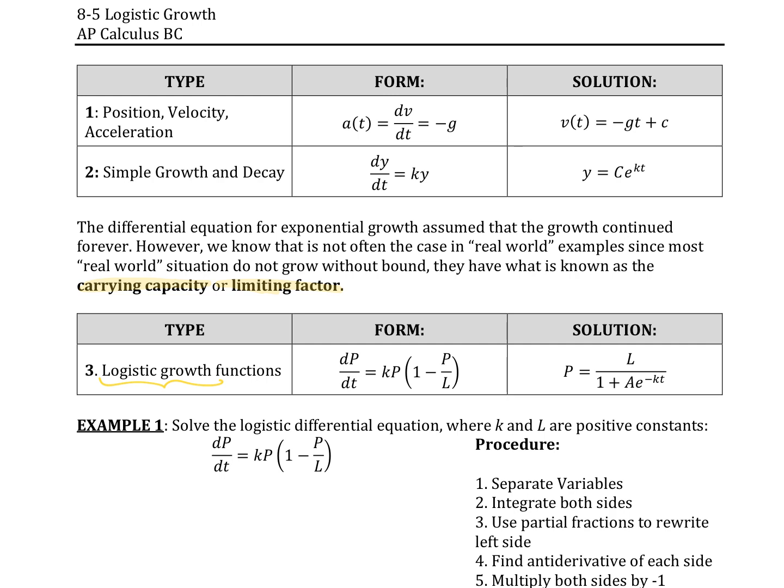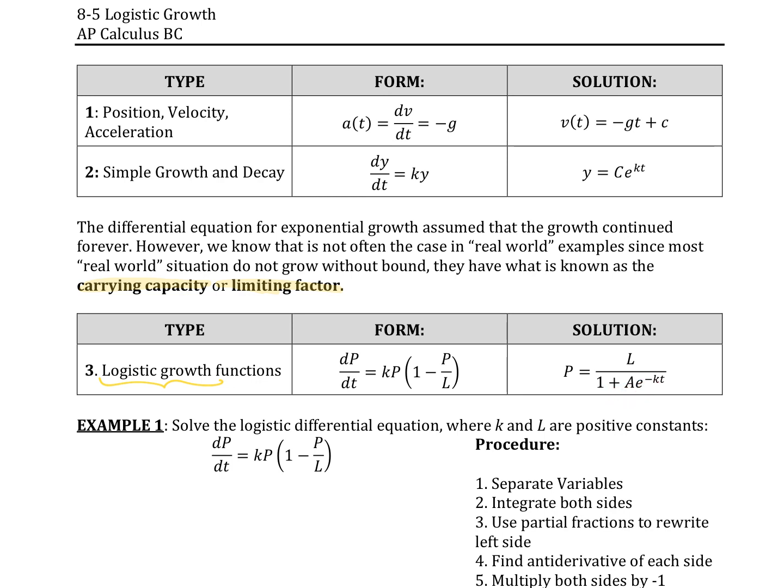So logistic growth just means that there is some cap to where we're growing. It cannot grow beyond a certain point. There is a carrying capacity or a limiting factor that caps out that growth. Now, the differential equation form looks a little bit messier. It says dp dt, so the rate of change of some population over time, is equal to the constant times this equation k p, 1 minus p over L. And the solution that we will get is p equals L over 1 plus a e to the negative kt.